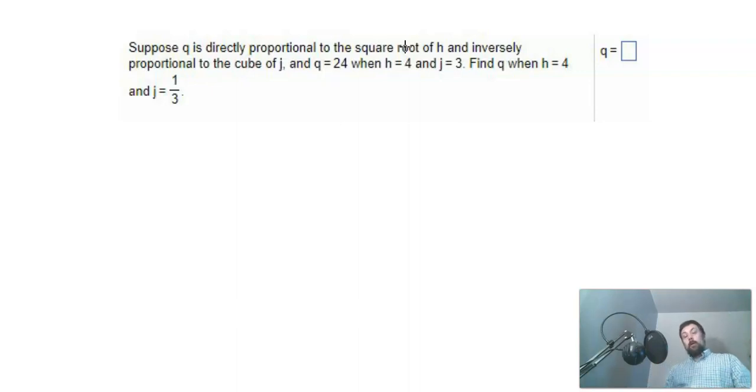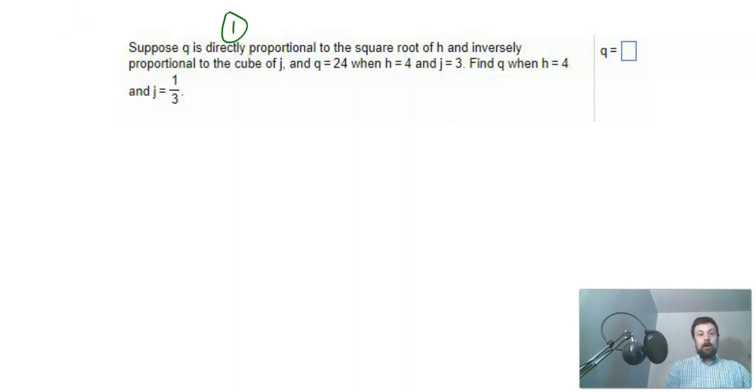And Q equals 24 when H is equal to 4 and J is equal to 3. Find Q when H is equal to 4. That's a little bit silly to have H equal 4 again, but it's random, so sometimes it'll be the same number twice. But this time J equals 1/3. So that's going to change things up a little bit. All right, so it's a lot more complicated, but it's still the same structure. Level 1, level 2, level 3.